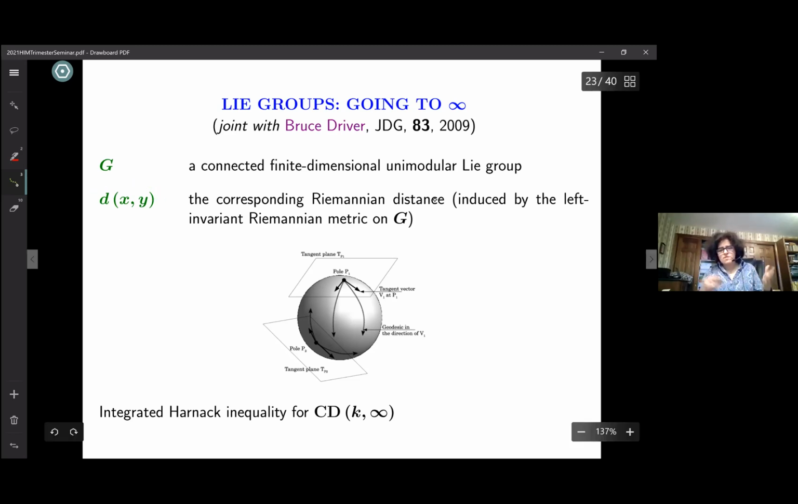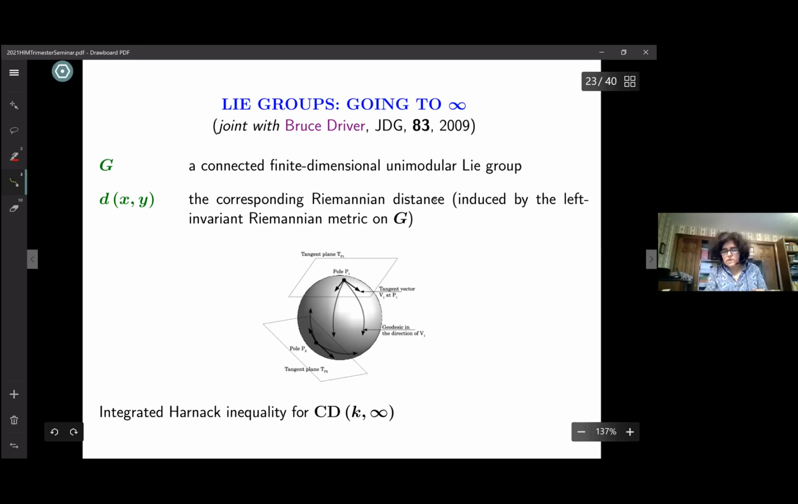So what we looked at was the following. You take a Lie group, so a finite dimensional Lie group. Unimodular means that the Haar measure on that is bi-invariant. That's an equivalent way of saying this. So it's invariant under left and right translations for multiplication.